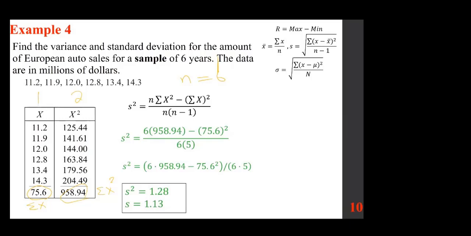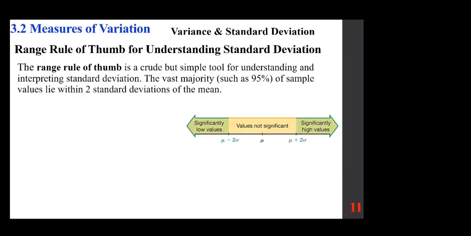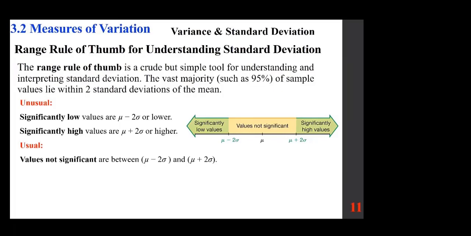We looked at calculation of standard deviation and variance for a few cases, small sample size on purpose. Range rule of thumb. The range rule of thumb is a crude but simple tool for understanding and interpreting standard deviation. The vast majority, such as 95% of sample values, lie within 2 standard deviations of the mean. So that's why it's used as a standard, if you will, mu plus minus 2 sigma, or for a sample would be x bar plus minus 2s. If it's less than mu minus 2 sigma, or if it's greater than mu plus 2 sigma, those are considered unusual. So if it's unusually high or low.